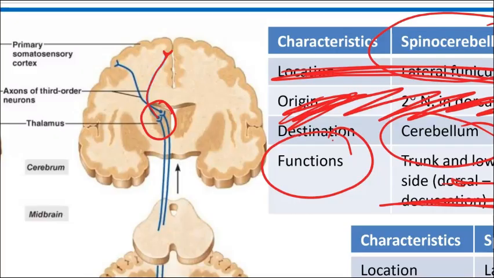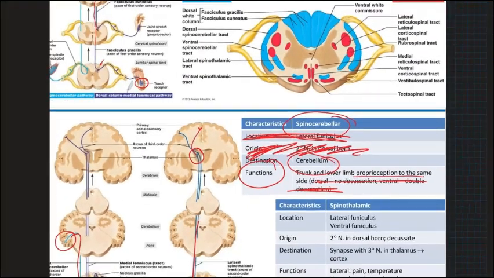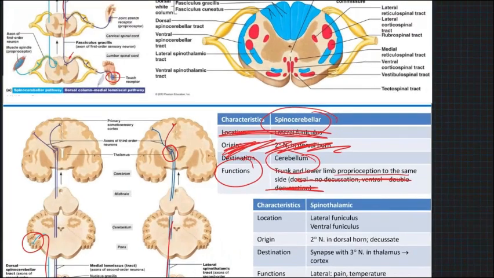First, transmits touch, pressure, position. Second, transmits pain and temperature. All those signals eventually go to the somatosensory cortex. Spinocerebellar pathway, body position, 2 neurons to the cerebellum. Does that make sense? Yeah, but I have a question.